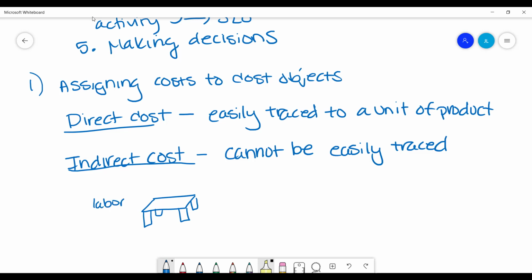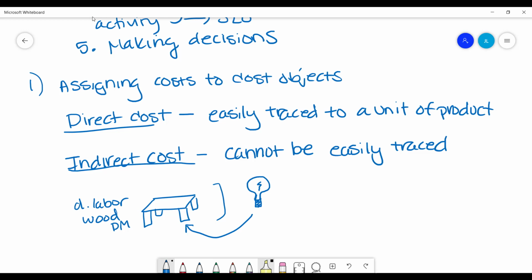The labor, at least the direct labor, can be easily traced, right? The wood, which would be a direct material, can easily be traced. But because we're assuming this is being made in a factory, what about the cost of heating and lighting that factory as a whole? What about the cost for janitorial services, for example? All of those things are costs that are incurred to keep that factory going, but it's going to be really hard to figure out what portion of that electric bill this table is responsible for.